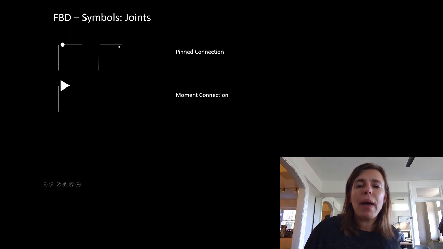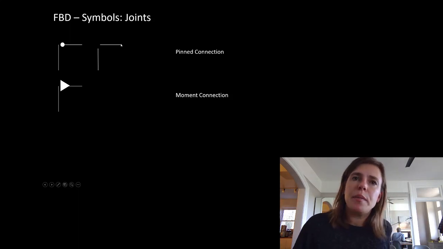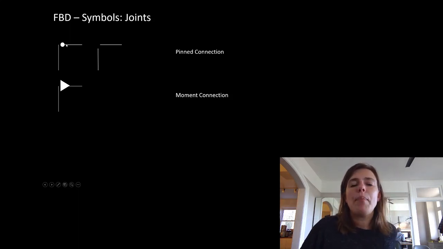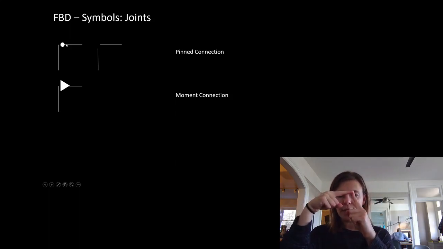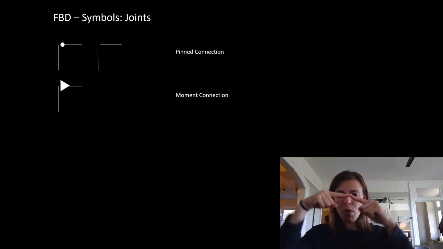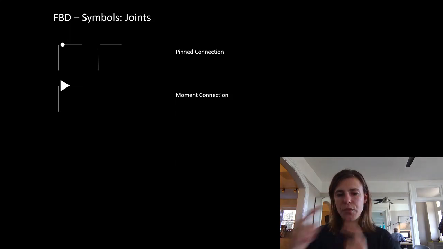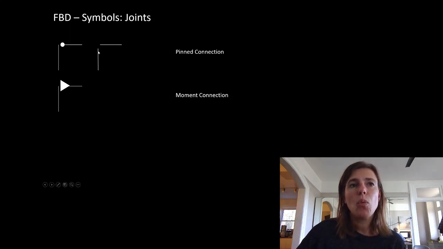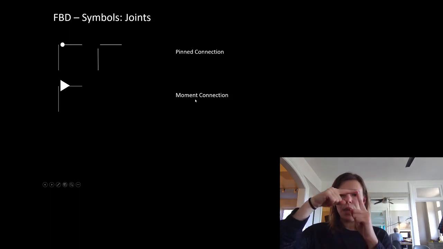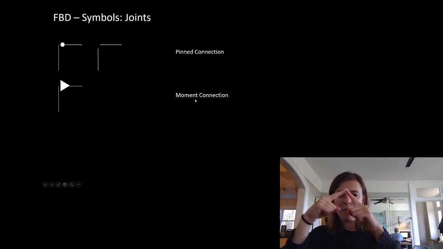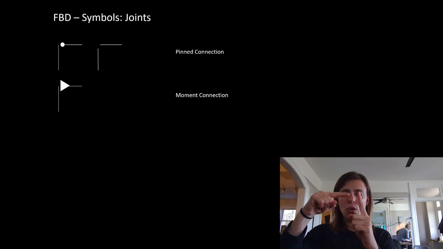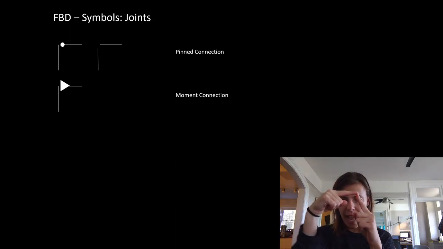If we're talking about internal systems, we will often draw a pin connection, or where 2 objects come together, where there can be rotation relative to those objects, with nothing or with a little dot. If we have something moment connected, which means that it doesn't matter what we do here, those 2 things have to stay at a right angle to each other.